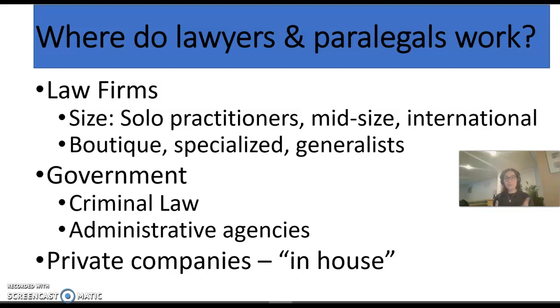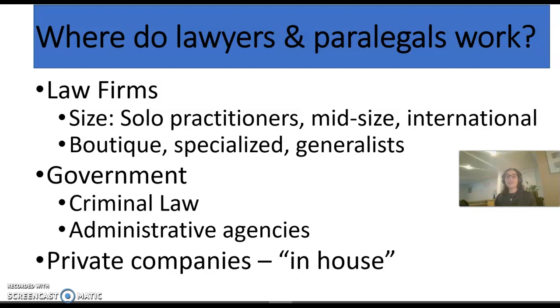If you are really interested in one particular area of law, or maybe two areas of the law that really speak to you, you can narrow your job search to law firms that practice particularly in those areas so that you gain that experience. Lawyers and paralegals also work directly for the government, and this is true at both the state government level and the federal government level, which hire attorneys.